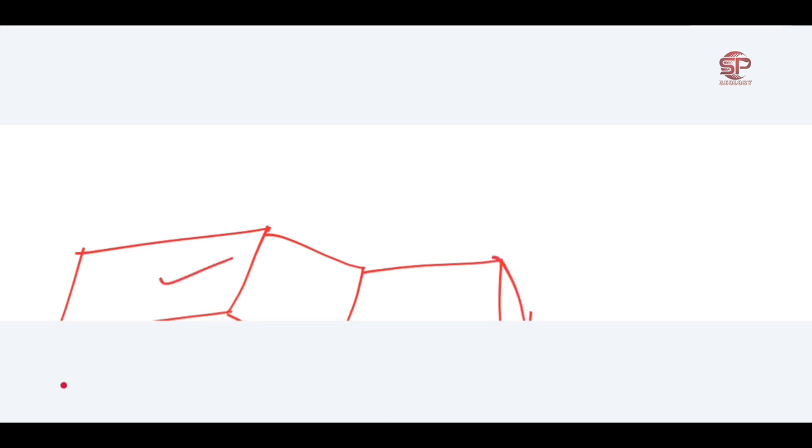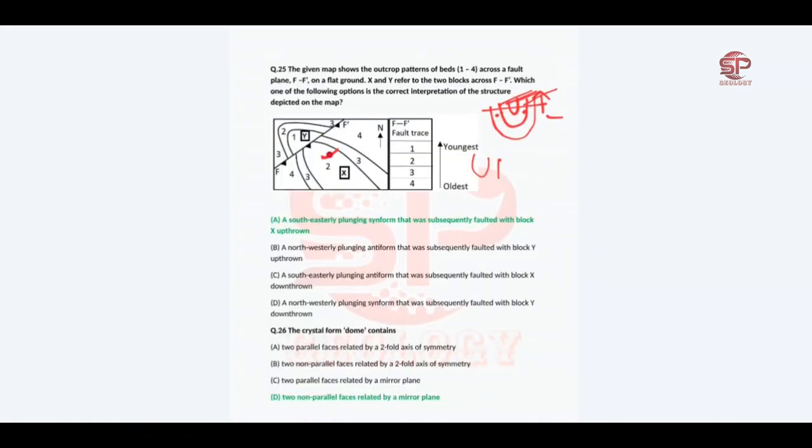This is the upthrown part, so it will always get eroded because it has higher elevation. So from this diagram we can say that this part is up-from, this part is down-from. Okay, then comes the concept you have to remember.